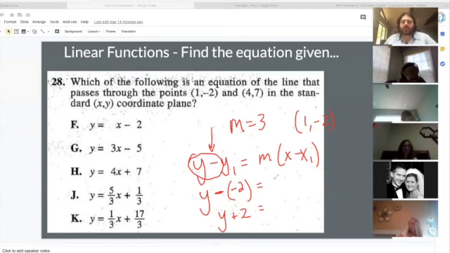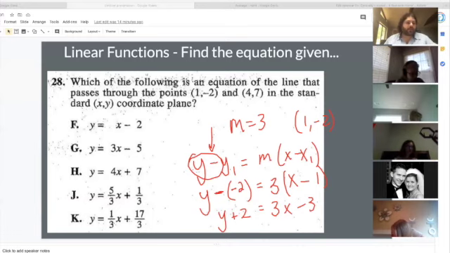And then equals, what's m? 9/3, so just 3, right? We went ahead and simplified that, times x minus, what's our x coordinate? Oh, 1. Okay, so we get y plus 2 equals 3 times x minus 3. I just went ahead and distributed there, okay?